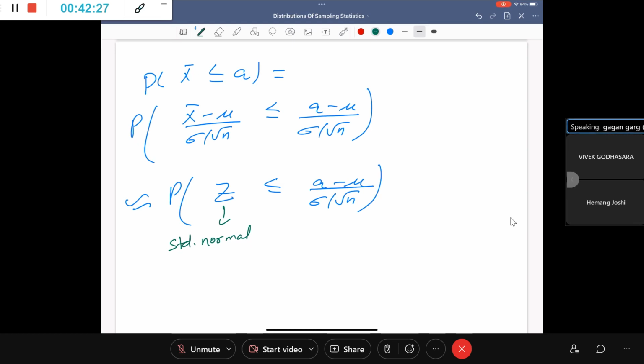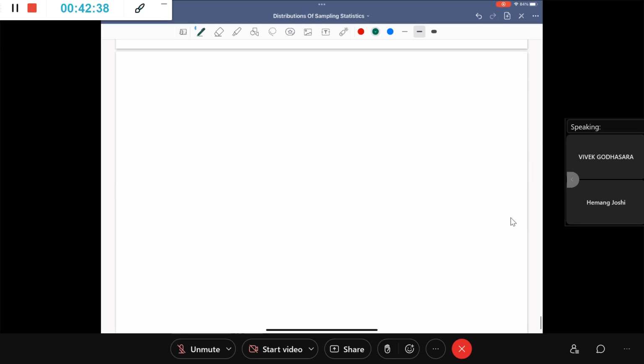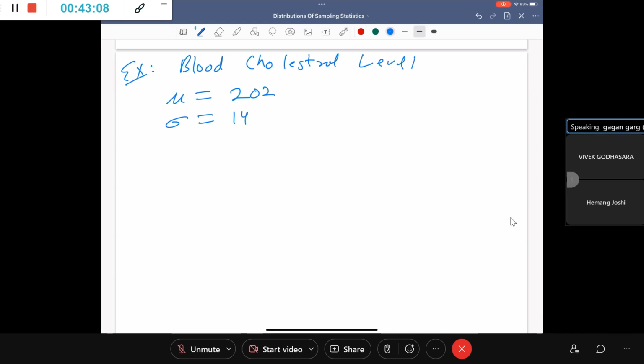Okay. So how many of you are there right now? 70. Okay. So what I'm going to do is I'm going to give you an exercise and break you into smaller sections. So let's say you're measuring blood cholesterol level of employees in your organization, and you think that the population mean is 202, which is actually high. It should be less than 200, and the standard deviation is 14.